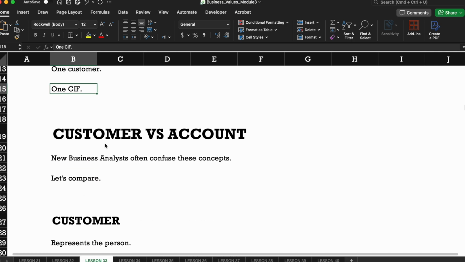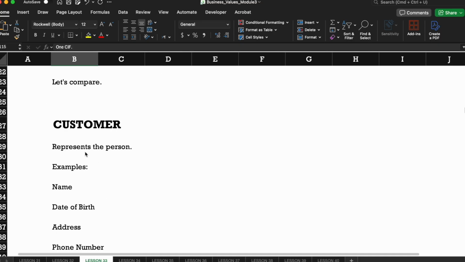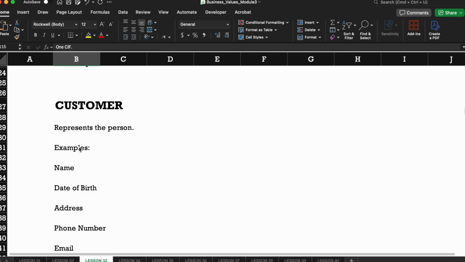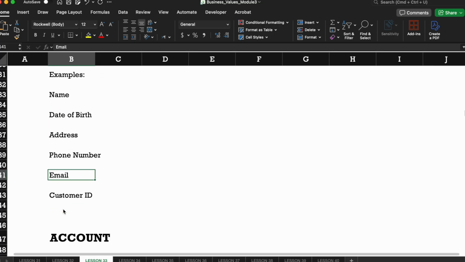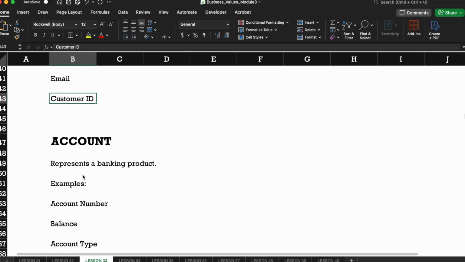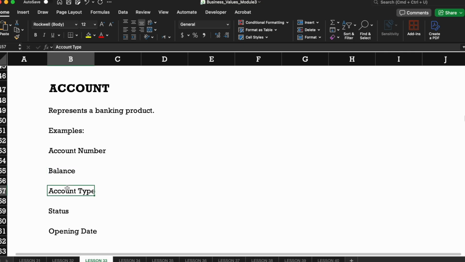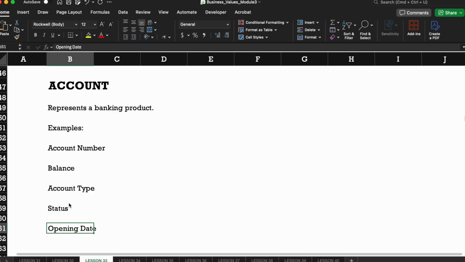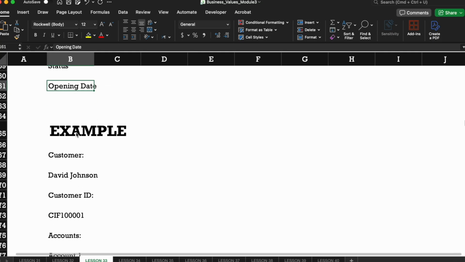Okay. Customer versus account. New business analysts often confuse this concept. Let's compare. Customer represents the person. Example: name, date of birth, address, phone number, email ID, customer ID. Account represents the banking product. Example: account number, balance, account type, status, opening date. Please understand these, they are very important for requirements gathering.